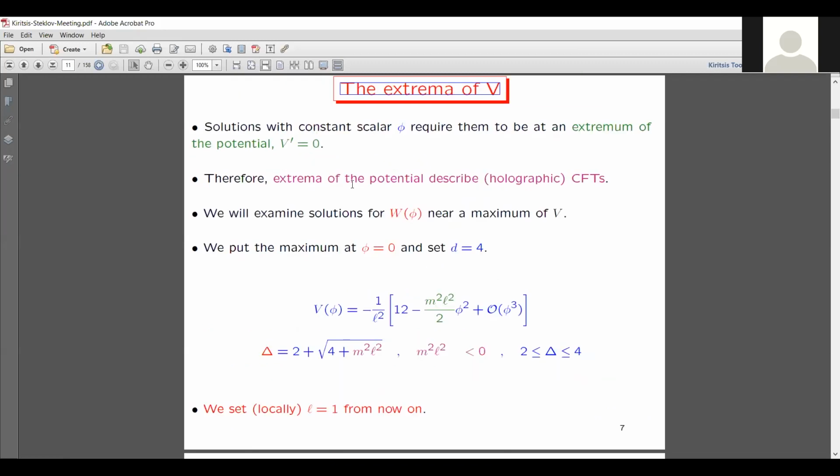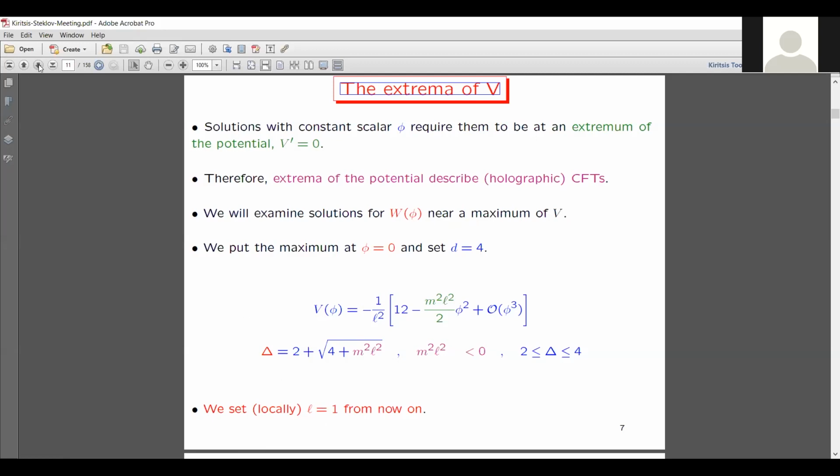So let me remind you a couple of things about the extrema, because I would like to define an important quantity that I will be using later on. If I have solutions with constant scalar, then I have to always be at the extremum of the potential, and the extrema of the potential describe holographic conformal field theories. Now, let me describe the solution for the superpotential near a maximum of the potential. So I parameterize the potential, I put the maximum at phi equals 0, I set the dimension of the boundary to be equal to 4, I expand the potential near the boundary, and as you all know, we can connect the mass parameter here with the dimension of the perturbing operator.